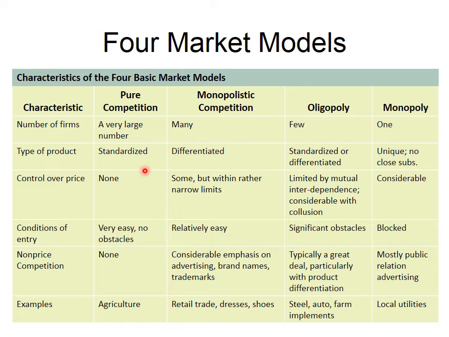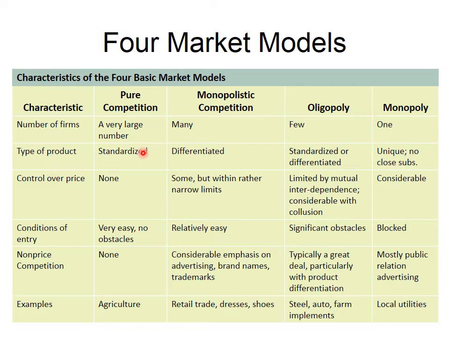You can tell the difference between them. One of the things you see down here, these examples: you have uniform products in a perfectly competitive market. Agriculture is a classic example of this. Mining is a classic example of this. Fishing. Most of your primary industries are examples of perfect competition.